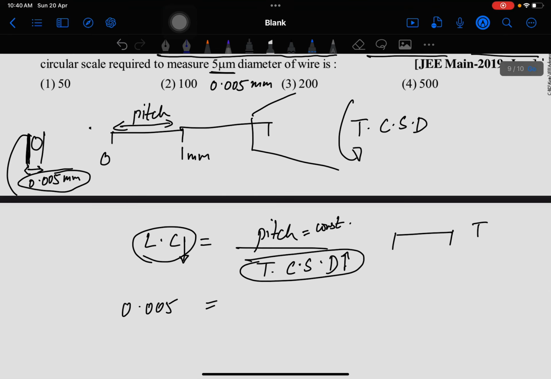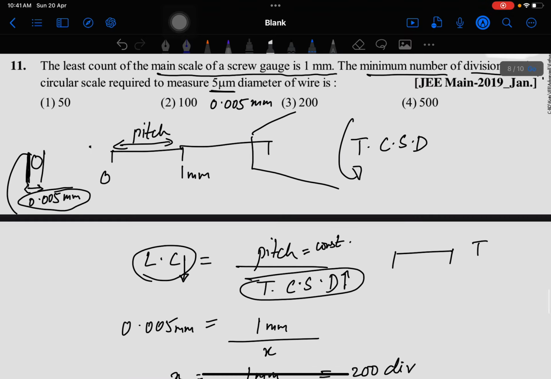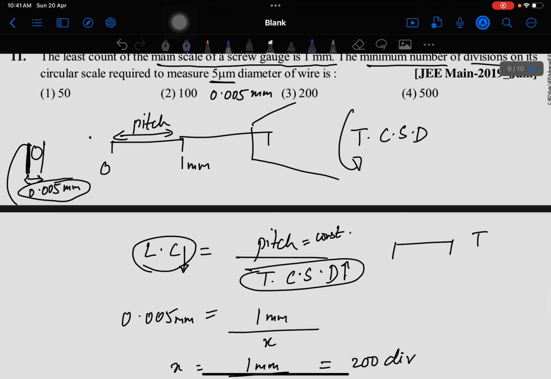So this is how much? 1 mm, divided by total CSD, let it be some x. That's all. 0.005, this is mm, right? So you get x as how much? 1 mm by 0.005 mm, which is 200 divisions. You can have 300 also. Suppose you have 300. Okay, let's say that you have 300.